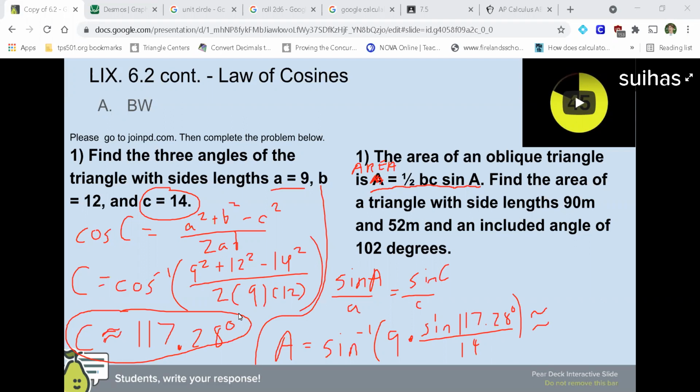Type that in and you should get 26.38 degrees. Yay. Okay, now how would we find angle B? What are these three angles? I mean, I know C is 117, I know A is 26. So how do I find what's left over for B?